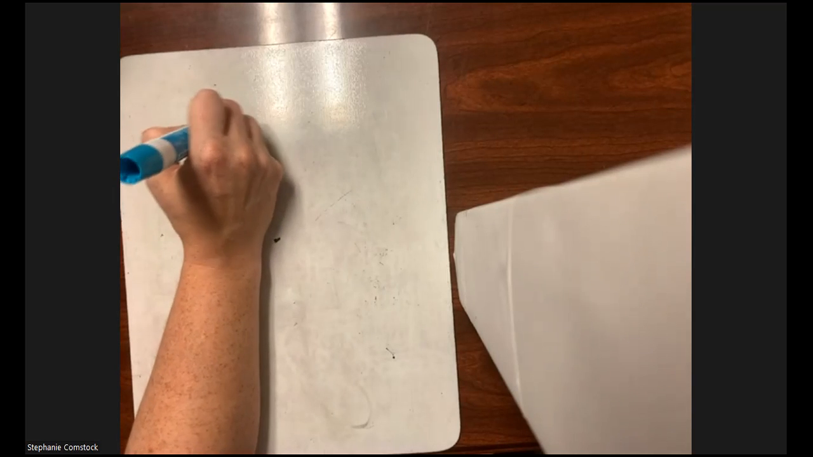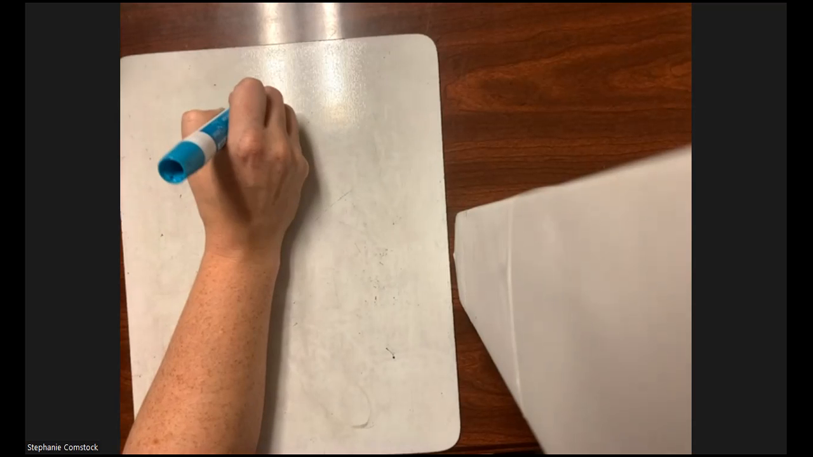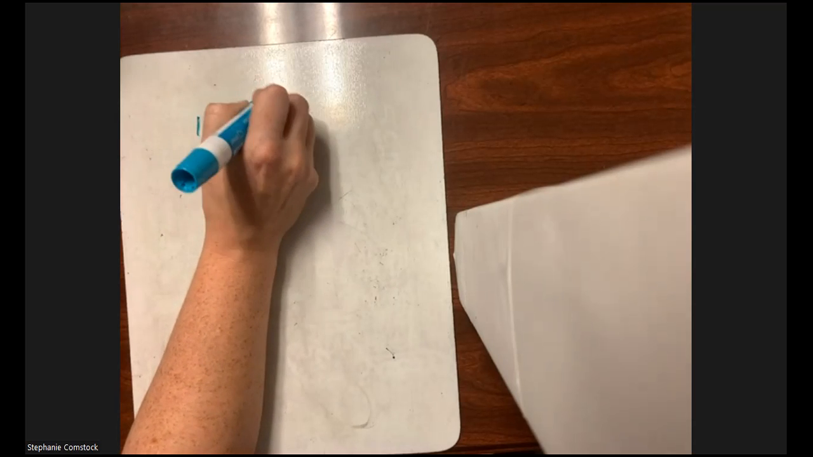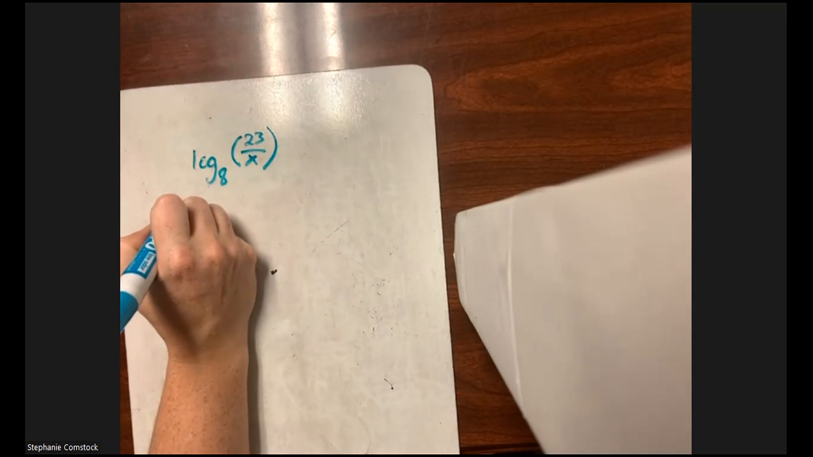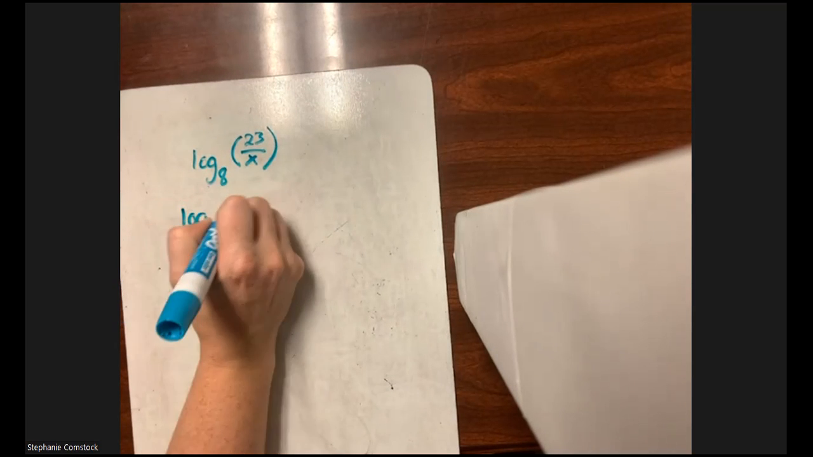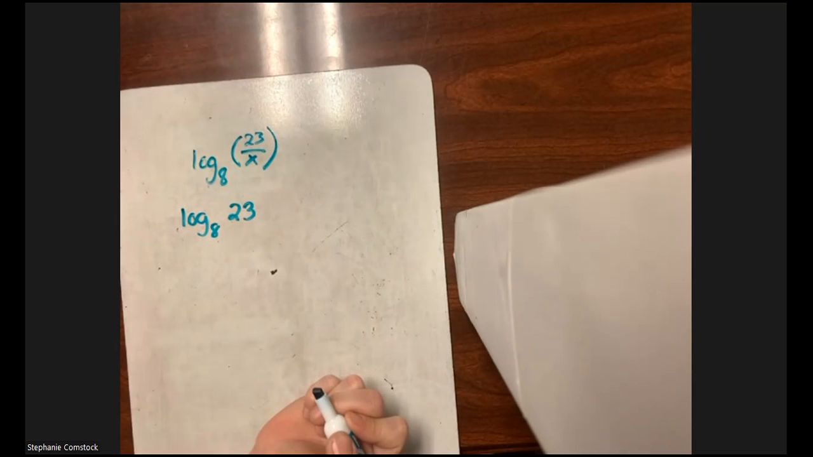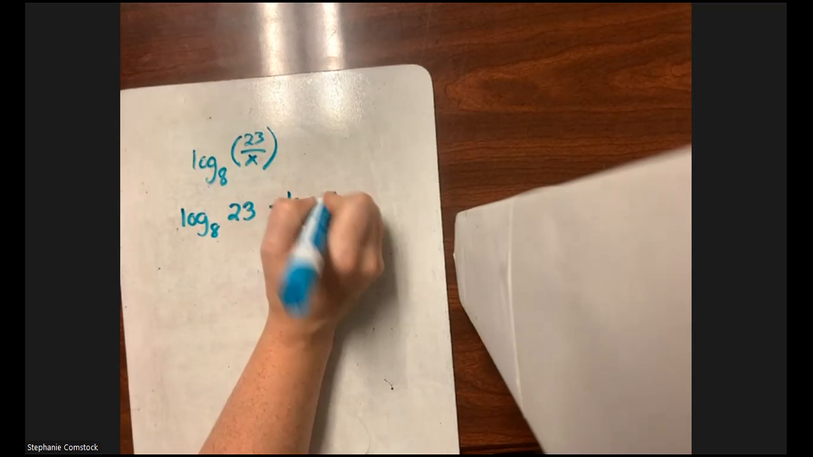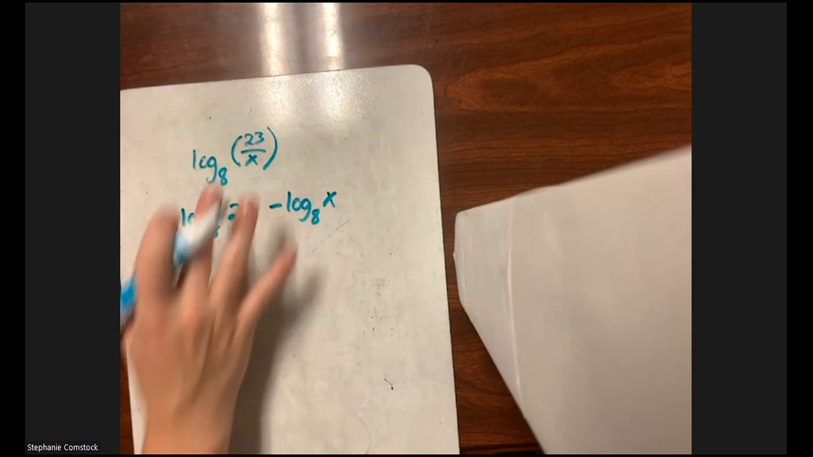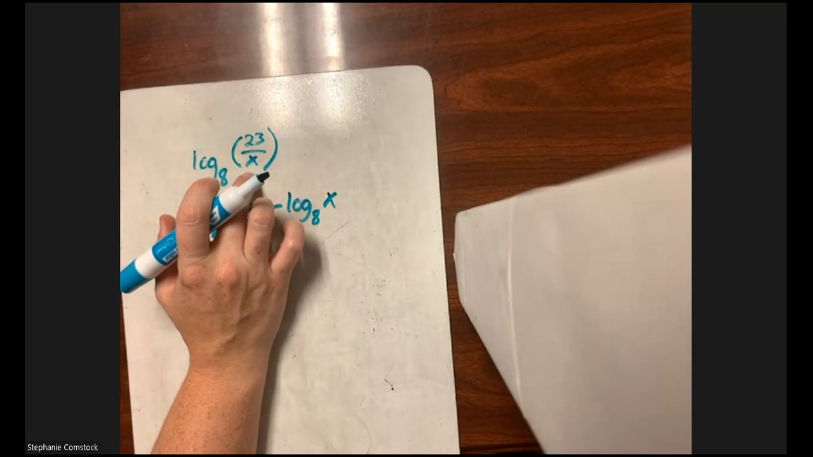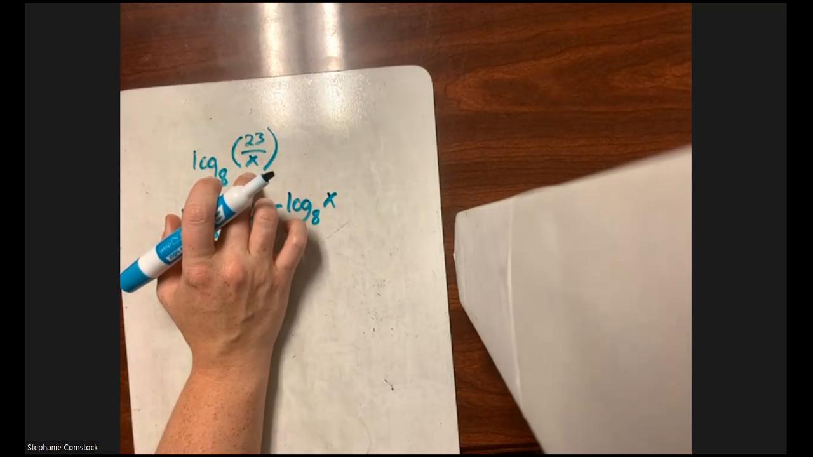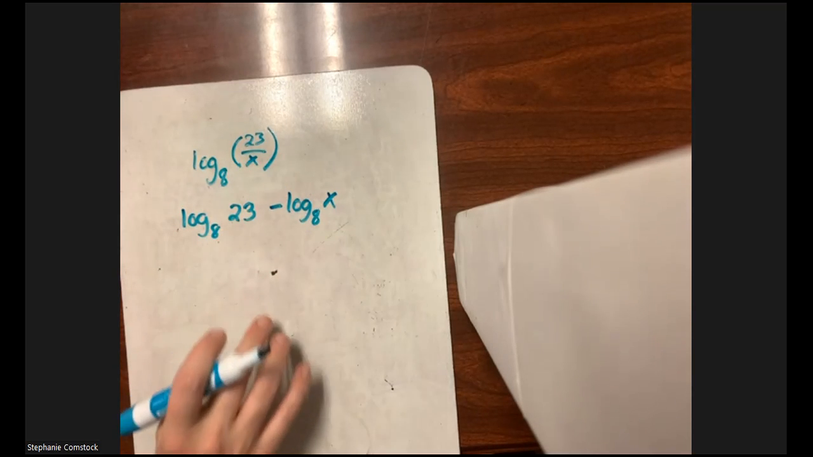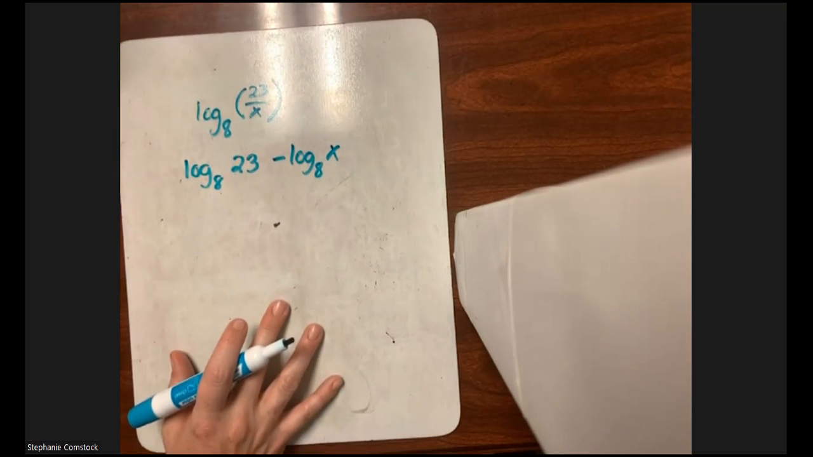So if I have log base 8 of 23 over x, okay, so I have a fraction, I can separate this to log base 8 of 23, so the top, minus log base 8 of x. So I can separate this out. Again, 23 may or may not divide pretty by x, whatever x is. So this allows us to have them as two separate things.